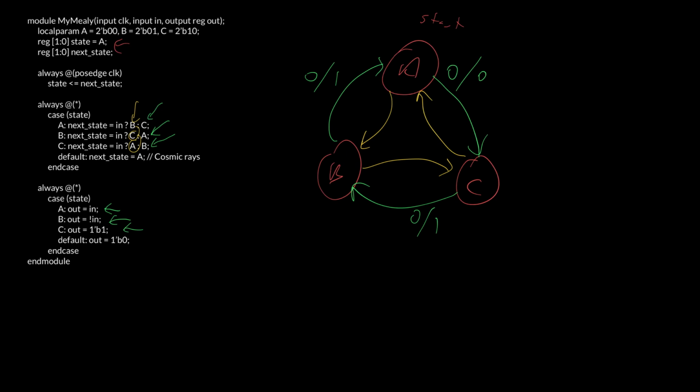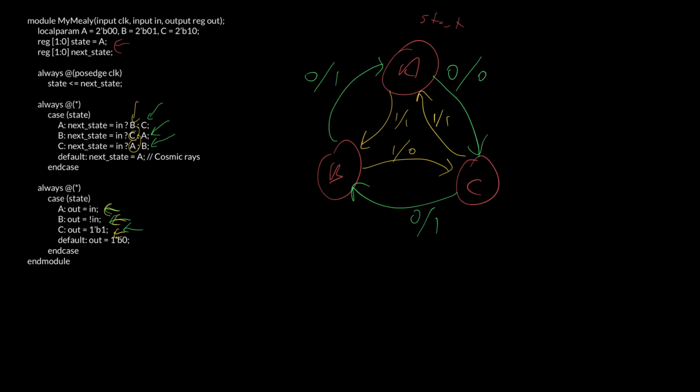Now we do the same with the 1 transitions. So if I'm in state C and the input is a 1, then my output will always be a 1. If I'm in state B and the input is a 1, then the output is going to be a 0. And if I'm in state A and the input's a 1, then the output is also going to be a 1.